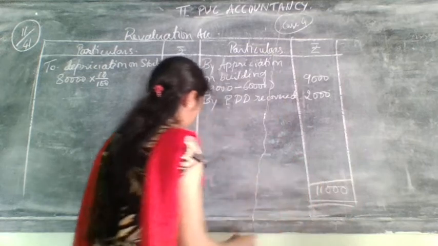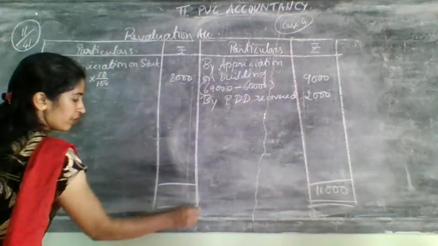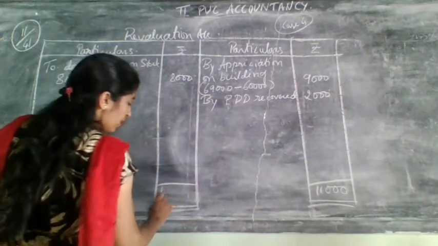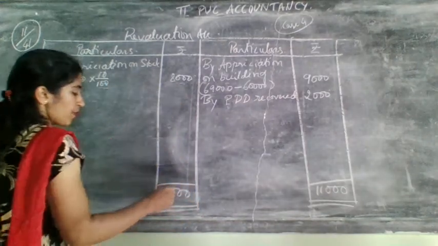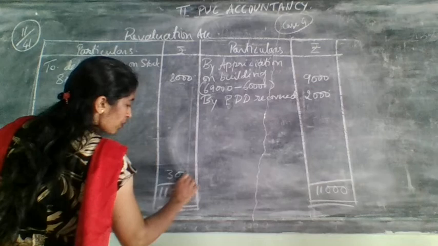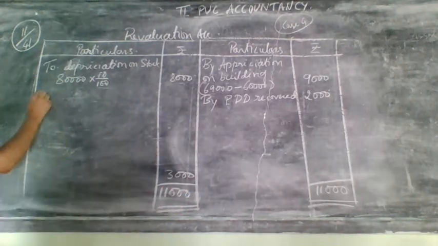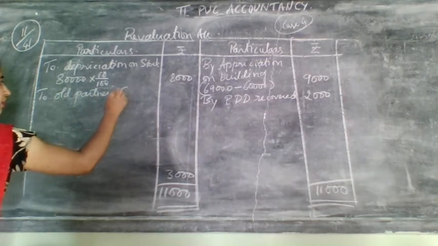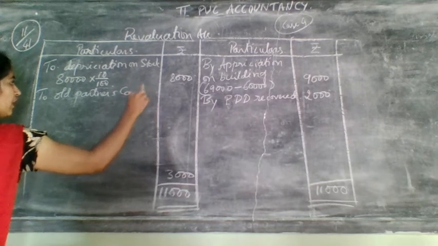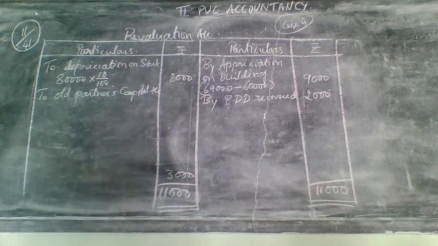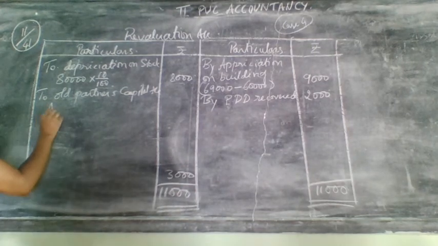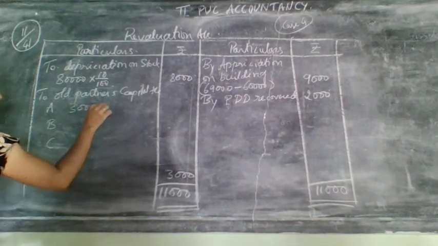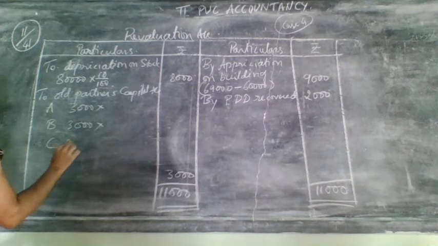11,000. Bring it to which side? Bring it to here. You need to leave more space. Why? Because here there are 3 old partners. 11,000. The difference amount is 3,000, and this amount you need to transfer to whom? To the old partners' capital account. Who are the old partners? A, B and C. What is the amount? 3,000.